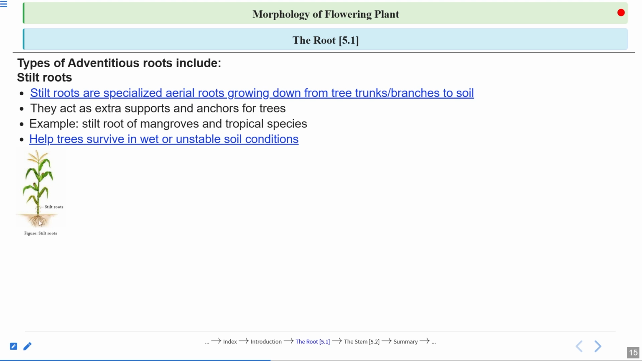Otherwise, because these plants are so big and they are monocot plants, the stem is not woody, right? So they can droop down. But because of this supporting root, this is called stilt root, right? They provide support. Such types of stilt roots we see in the case of mangroves and tropical species. So this is one of the tropical species, the maize plant. So it helps trees to survive in wet or unstable soil conditions.